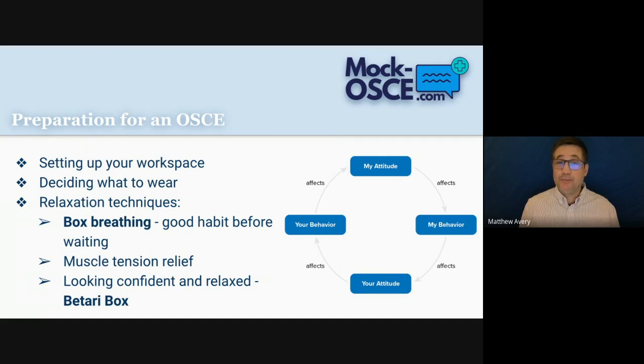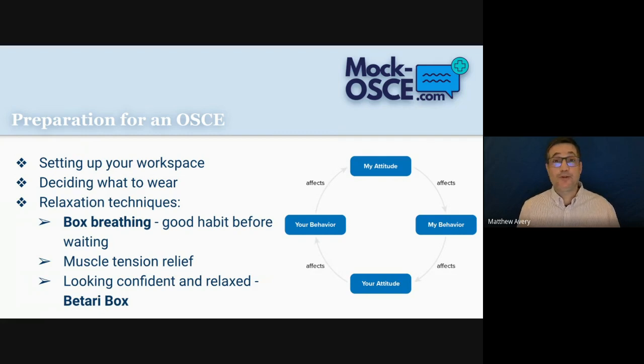So to start with, preparing yourself and your workspace. You can give yourself a huge advantage simply by planning and getting ahead and getting the practical details sorted. So for instance, choose what you want to wear. Make sure it's washed and ironed. Make sure it's ready to go. Don't leave those to the day of the OSCE.